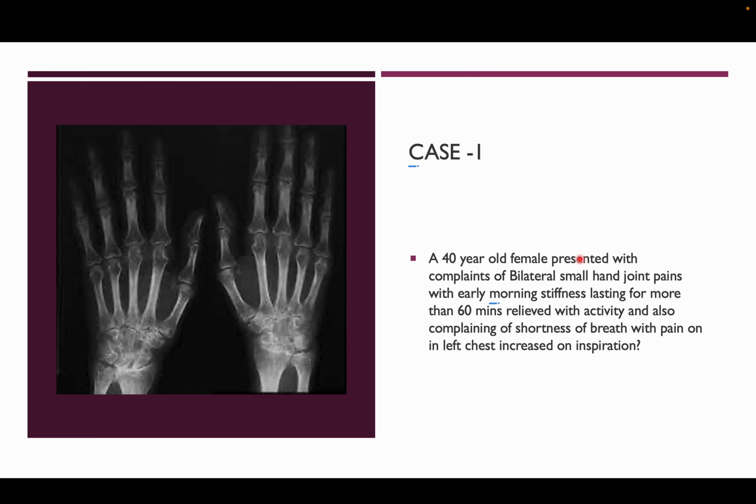A 40-year-old female presented with complaints of bilateral small hand joint pains with early morning stiffness lasting more than 60 minutes and relieved with activity, and also had complaints of shortness of breath and pain on the left side of the chest, increased on inspiration. This is classically looking like inflammatory arthritis of the small hand joints, bilateral, with symmetrical involvement, morning stiffness for more than 60 minutes, relieved with activity. A classical inflammatory arthritis, bilateral symmetrical arthritis.